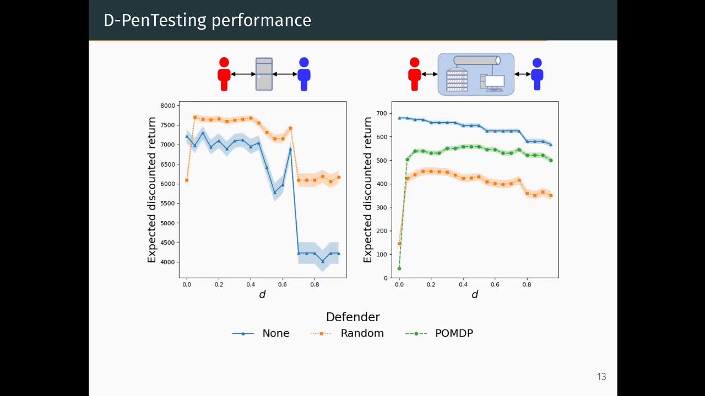Next, this graph shows the performance of D-pen testing for different values of the decay factor, which are shown along the x-axis. Note that when D equals 0, this corresponds to POMDP pen testing. From this graph, you can see that the performance of D-pen testing is quite robust to the value of the decay factor, particularly for lower values. Given this robustness, why do we still need LD-pen testing?